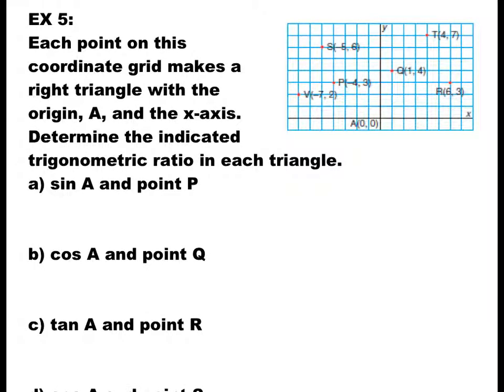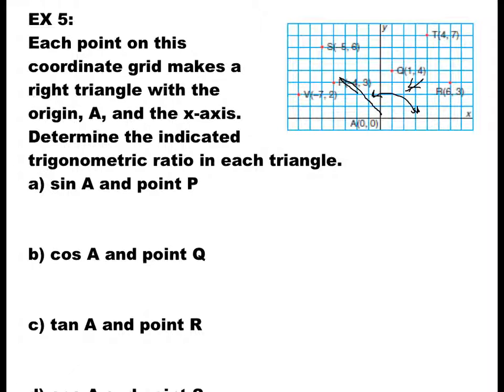Okay, so the first part of the problem, part A, says sine A and a point P. This means that I'm going to connect point P to the origin, which is going to be my terminal arm, and this is the angle that I have to find. So OP is my terminal arm, and the angle that I have to find is this angle.